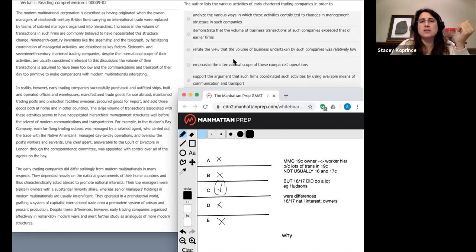And then this one, it's not about emphasizing international scope. It's really about refuting something that had been said in the prior paragraph. And ditto, it's not about supporting that prior argument. It's actually going against it. So that's it. C is the only answer that makes sense.